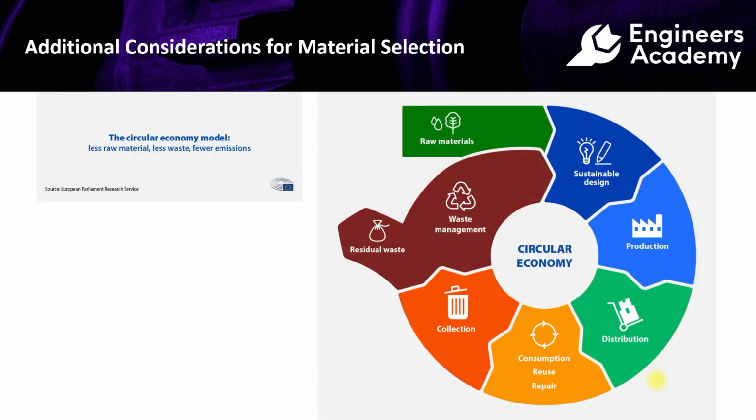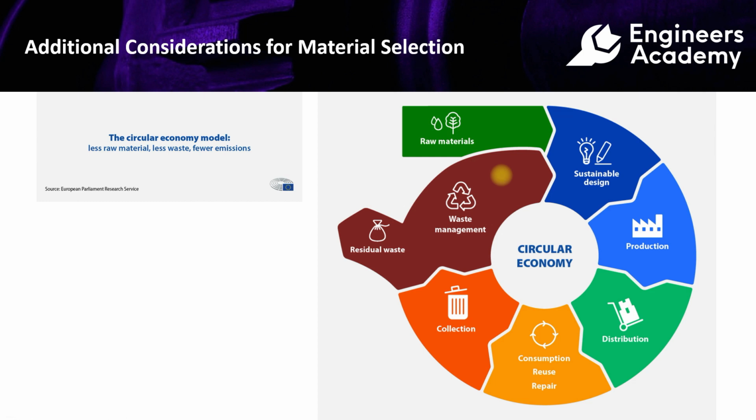So the graphic we see here is from the European Parliament Research Service, and it shows an illustration of the circular economy model. If we start in the top left-hand corner, we have our raw materials. But feeding into the process, we don't have only raw materials, we also have any recycled materials exiting the other end of the cycle. So we have a mixture of our raw materials and our recycled materials.